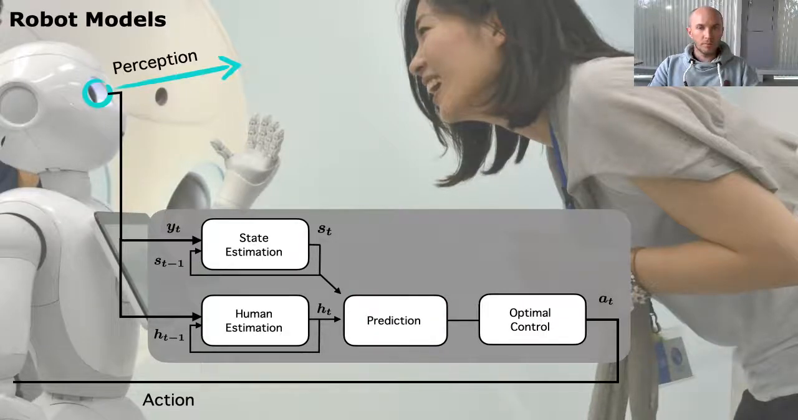Okay, so moving away from the traditional pipeline, we want to introduce a human estimation, so perceive the human directly and have a complete kinematic understanding of what the human configuration is. So this is our perception pipeline. Then we're going to use these estimations to produce a prediction and then perform optimal control. I will show how we can do coordination using these predictive models.